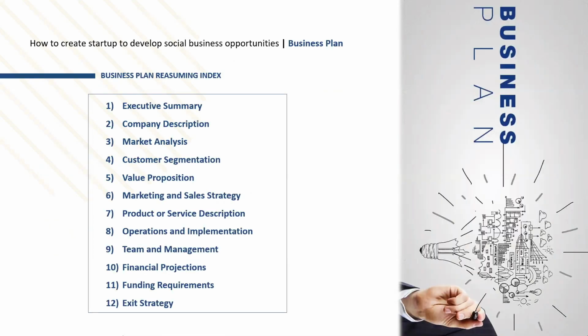Just to go back and resume, what is the business plan? It's made up of an executive summary, a company description, a market analysis, a customer segmentation, a value proposition, a marketing and sales strategy, a product or service description, an operation and implementation activity description, a team and management description, financial projection, and, in case of external funding, a funding requirement and exit strategy.